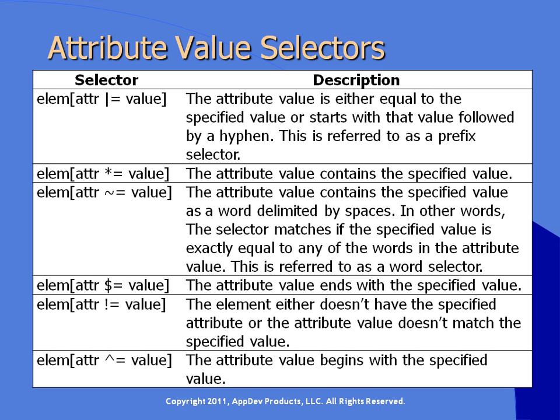You can just use this version of the attribute value selector. And then you have the dollar sign equal, and that specifies that the attribute value ends with the specified value. Bang or exclamation point equal means that the element either doesn't have the specified attribute or the attribute value doesn't match the specified value. So hopefully you can start to see you have a lot of flexibility in how you create these attribute value selectors. And then finally, you can use caret equals in order to indicate that the attribute value begins with the specified value. All right, let's take a look at how you can put these attribute value selectors to work.